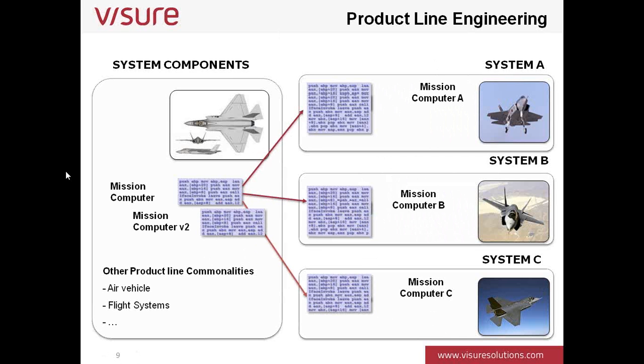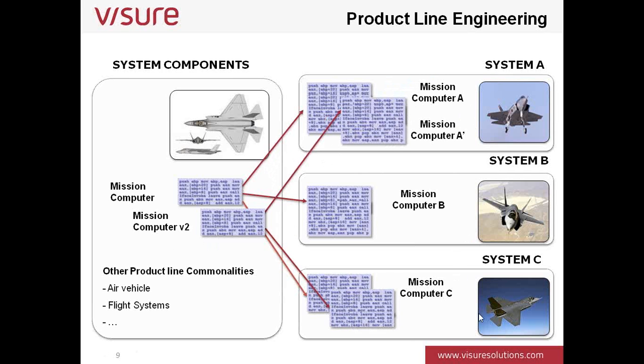The interesting thing about this is that we can actually create a second version of the original component, solving bugs, adding features, or extending the capabilities of that mission computer. And then we can share it to the different projects that are reusing that component. So they will be able to receive them and merge them to the version, creating mission computer A prime, mission computer C prime, and some of them might skip this one.